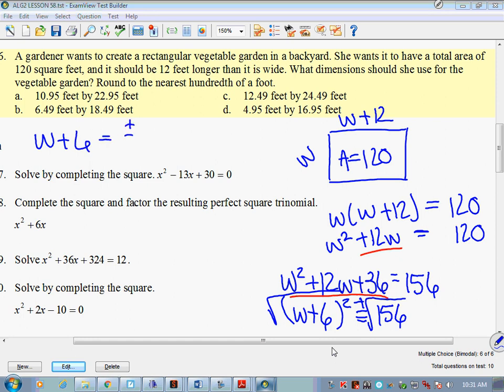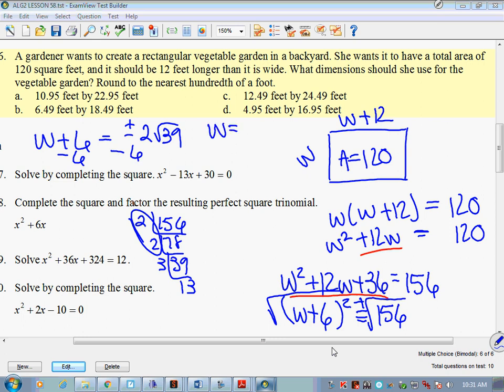Let's go ahead and figure out the prime factorization of 156. What's 156 divided by 2? 78. What's 78 divided by 2? Probably 39. 39 will probably divide by 3. 13. Okay, so I'm stuck with 2 plus or minus 2 radical 39, right? Because 3 times 13 is 39. And I need to subtract 6, correct? So W equals negative 6 plus or minus 2 radical 39, right?